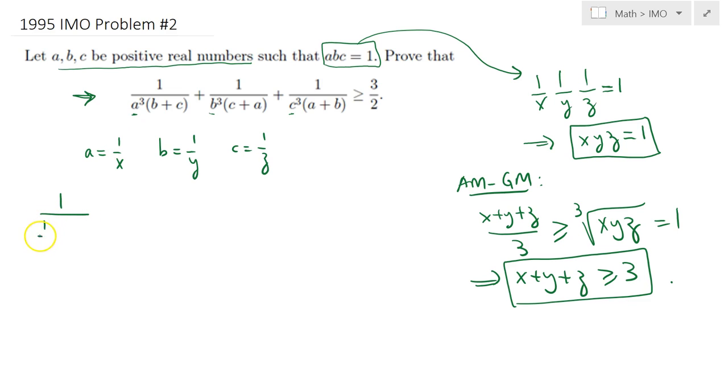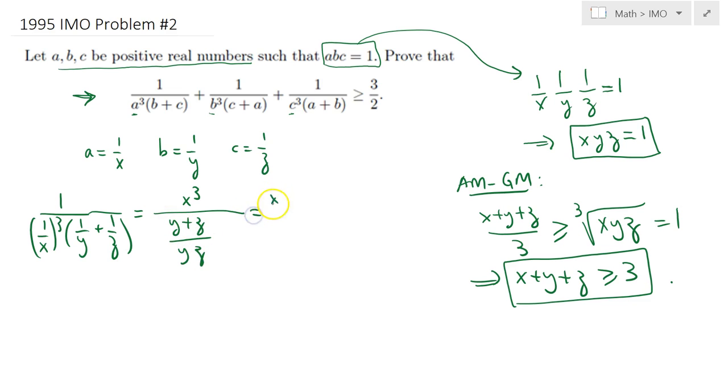So replace a with 1 over x, now cubed, 1 over y plus 1 over z. Now if I rearrange it carefully, the x cubed goes to the numerator, then I will have a y plus z here divided by yz, which is equal to x cubed yz over y plus z. But recall that xyz was equal to 1, so all that we're left with is this nice expression. Therefore the inequality that we would like to prove reduces to the following form.